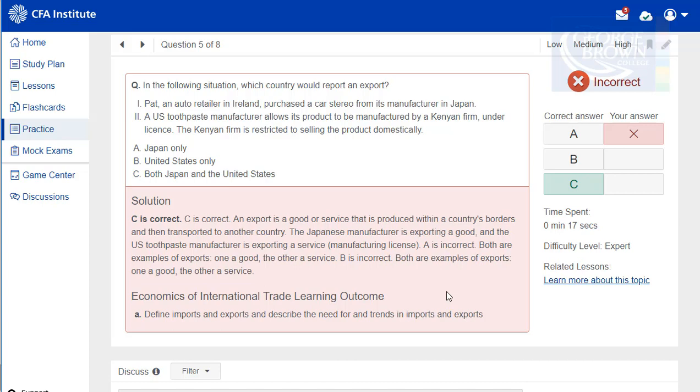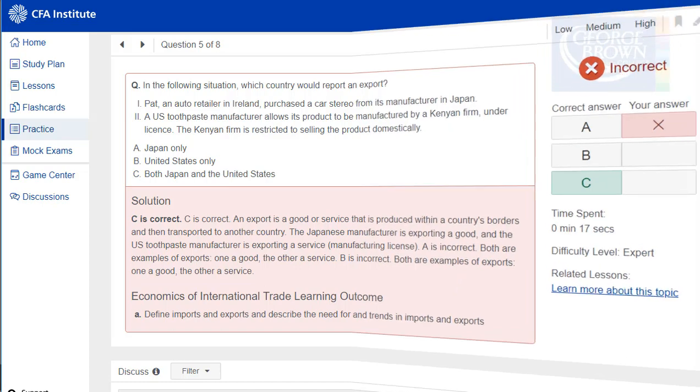Oh, it's an export. They're exporting a service. It's a manufacturing license. Okay, that's an example of exporting a service. And then you might get a question on the exam that's kind of similar but a little bit different, and that's part of the learning process.